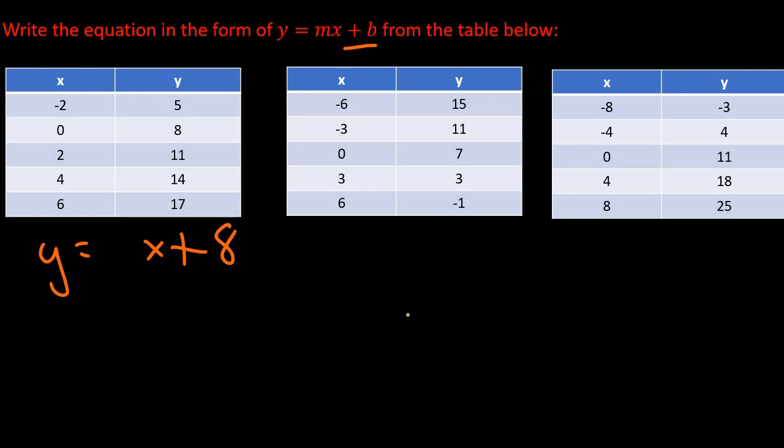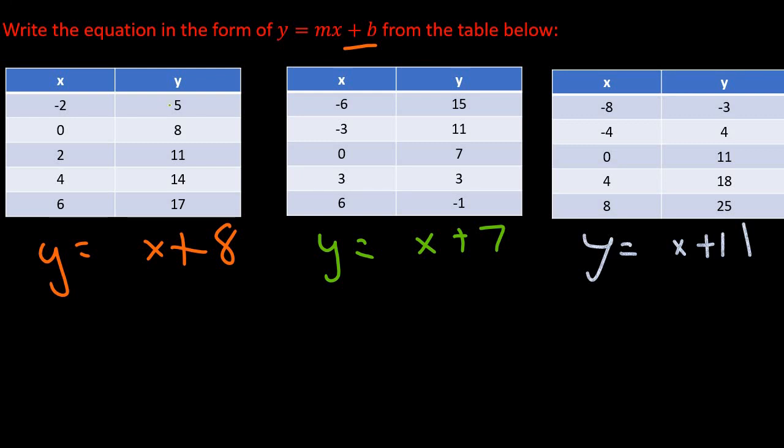And I'm going to do that for all of the equations. First, y equals something x, and this next one, it's a positive 7. When x is 0, y is 7. And on this last one, when x is 0, y is 11. So y equals something x plus 11. And of course, that could be a negative number. It just happened in this table, all the numbers are positive.